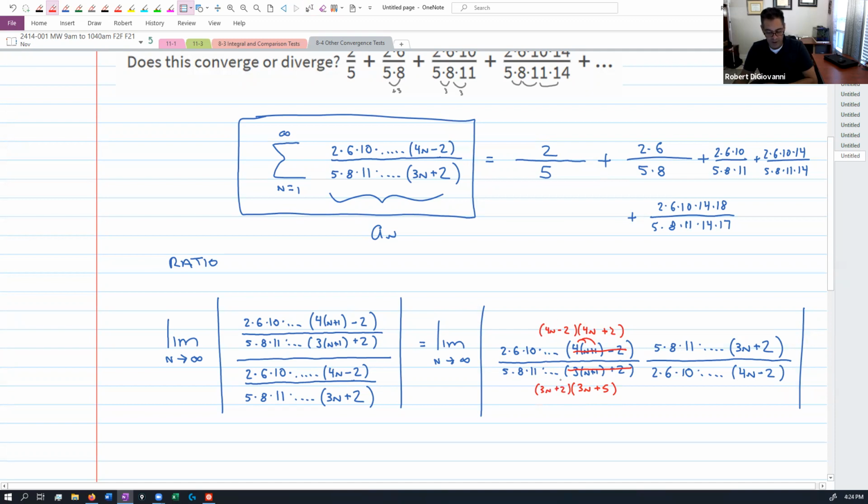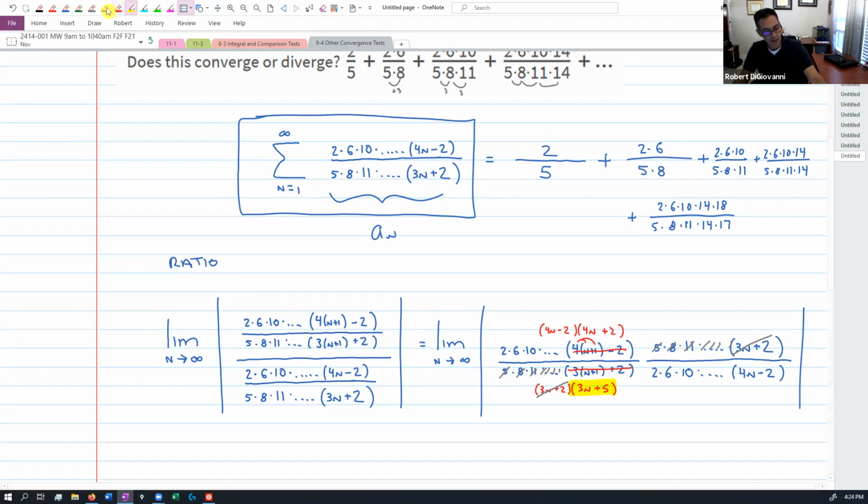And what you'll see here is that you're going to start getting a bunch of canceling. Like, look, this 5 would cancel with that 5, that 8 with that 8, that 11 with that 11, and everything here would cancel. And even this 3n plus 2 would cancel with that 3n plus 2. So everything in there is gone. The only thing left there was this piece.